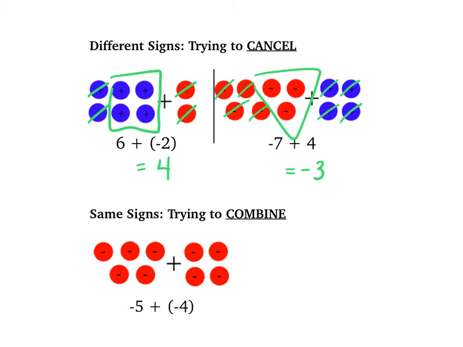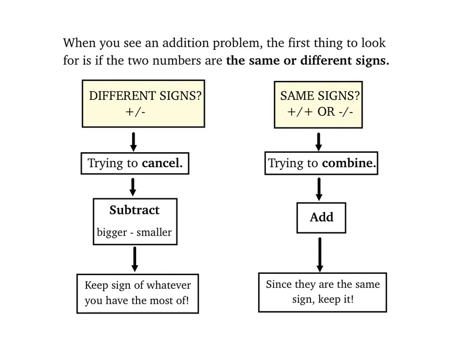negative 3. If they're the same signs, there's nothing there to cancel or take away. So instead, these are combining all together and adding up. So an example like negative 5 plus negative 4 would leave me with negative 9. So when we start to practice these addition problems, the first thing to look for is if the two numbers are the same or if they're different signs. That's going to tell you how to solve the problem.